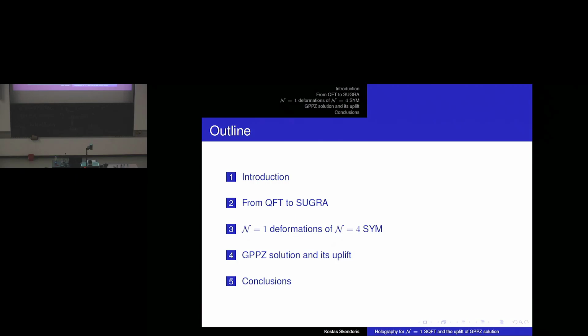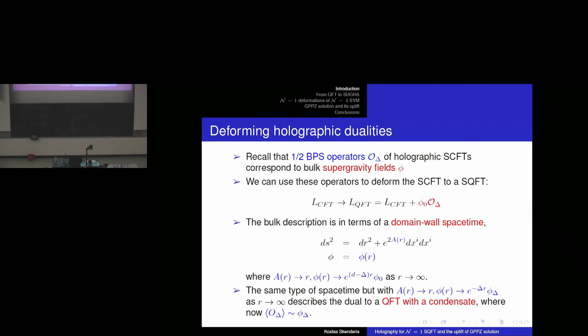Okay, so let's go from the beginning. First, recall how duality works in the case of conformal field theories. What we learned very early on is that half-BPS operators of the superconformal field theory correspond to bulk supergravity fields. Now, if one is interested in moving to non-conformal cases, there are simple things one can do.